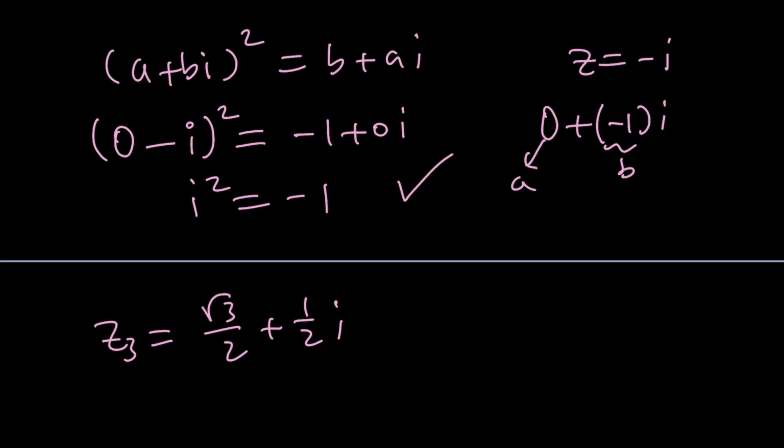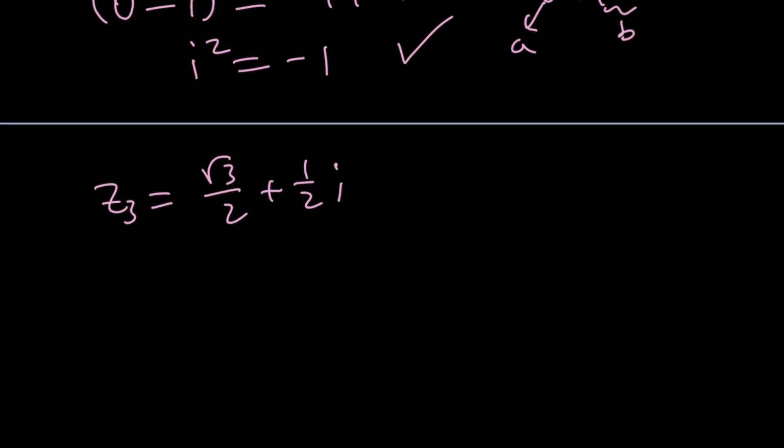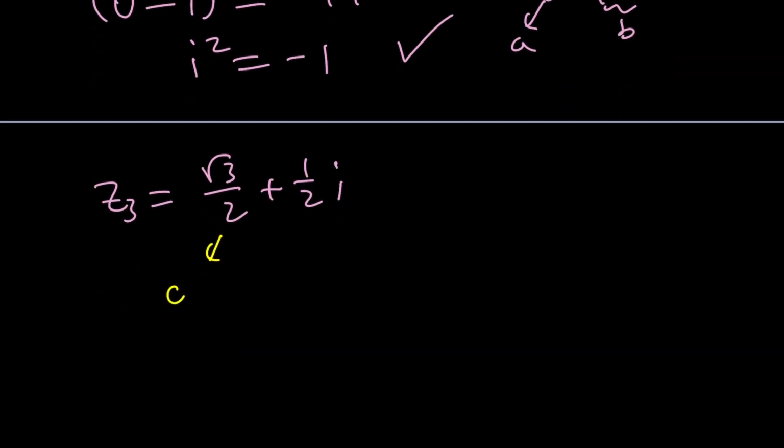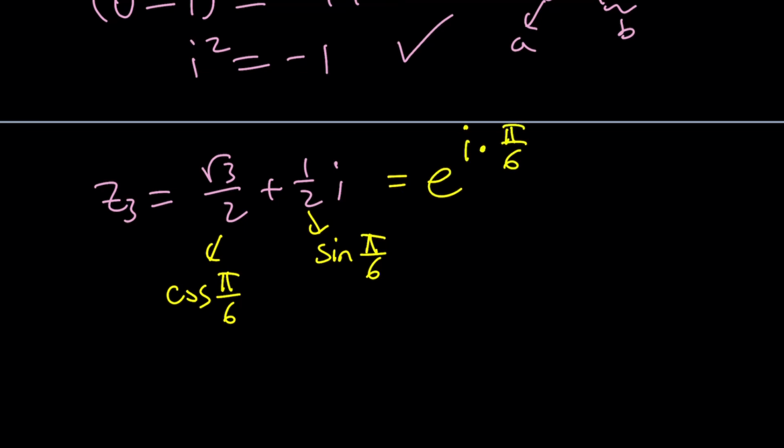Anyways, this is what I wanted to talk about. These are the cosine and sine values. So this is like cosine of 30 degrees or pi over 6. And this is going to be sine of 30 degrees or sine of pi over 6. Make sense? So in other words, z sub 3 can actually be written as e to the power i times pi over 6 in polar form. Does that help for substitution? Yes, it kind of does.